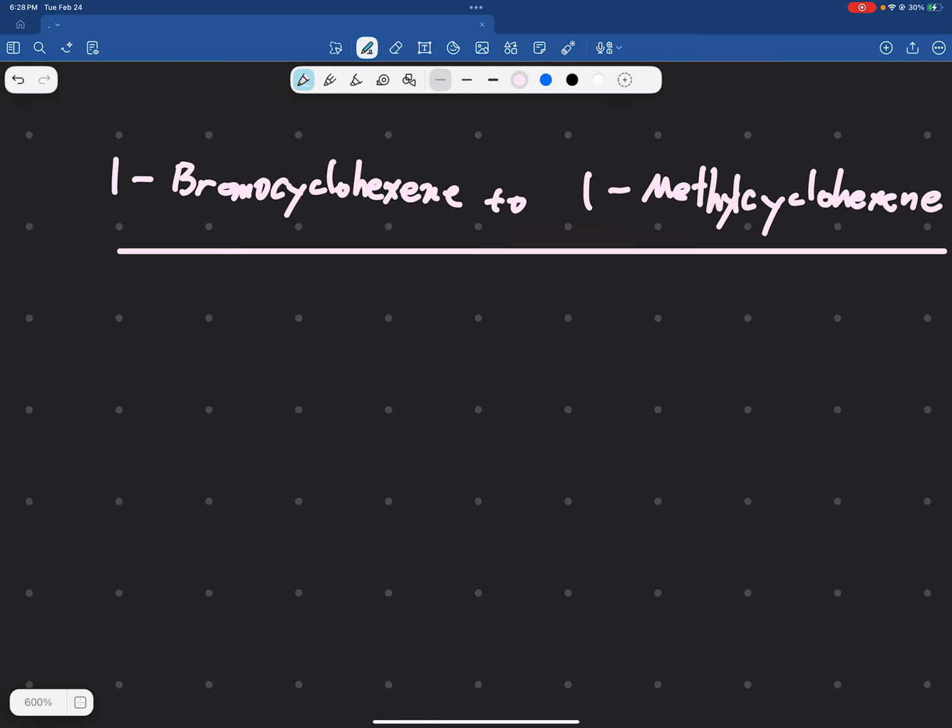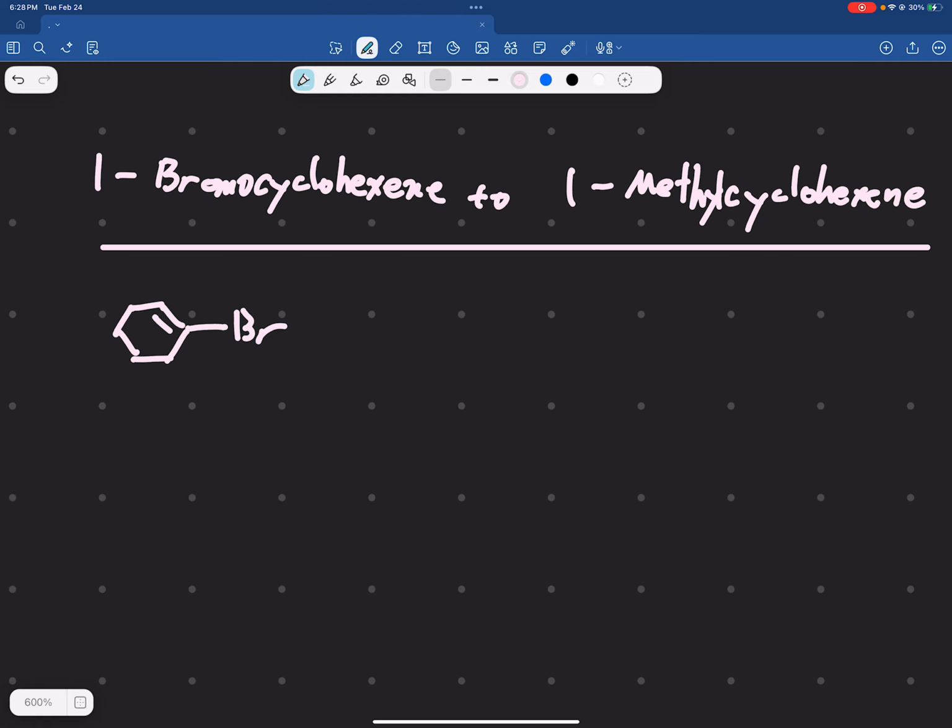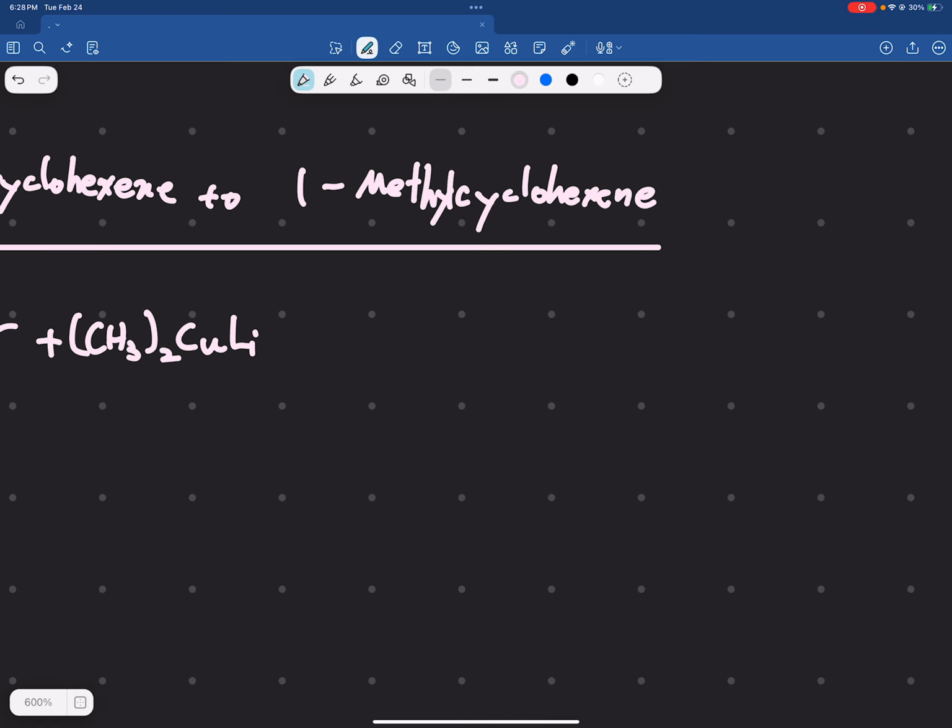So 1-bromocyclohexene is going to look like this. And in order to convert it to 1-methylcyclohexene, we have to replace this bromine with a methyl group. So in order to do that with the lithium dimethylcopper, we're going to need a methyl on this reagent, and it's going to convert that into a methyl group.